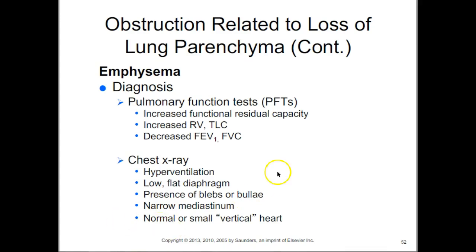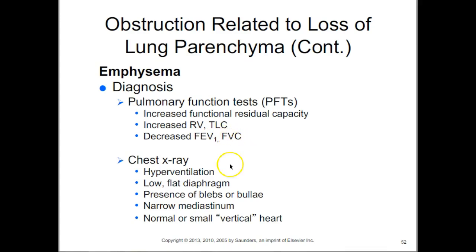All right, so some of the pulmonary function tests. Increased functional residual capacity, not just residual volume. You'll see increased residual volume, and an increased TLC. So remember, with the chronic bronchitis, you had a normal TLC. So you also will have a decreased FEV1 and FVC. Remember, that's forced expiratory volume in 1 second and forced vital capacity.